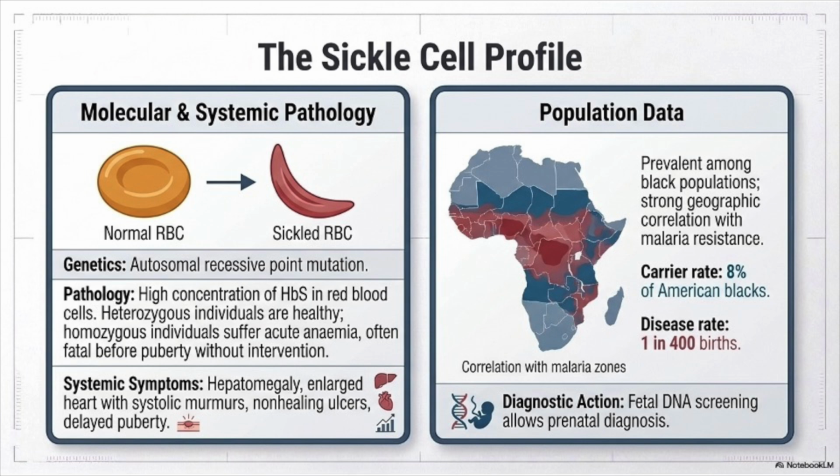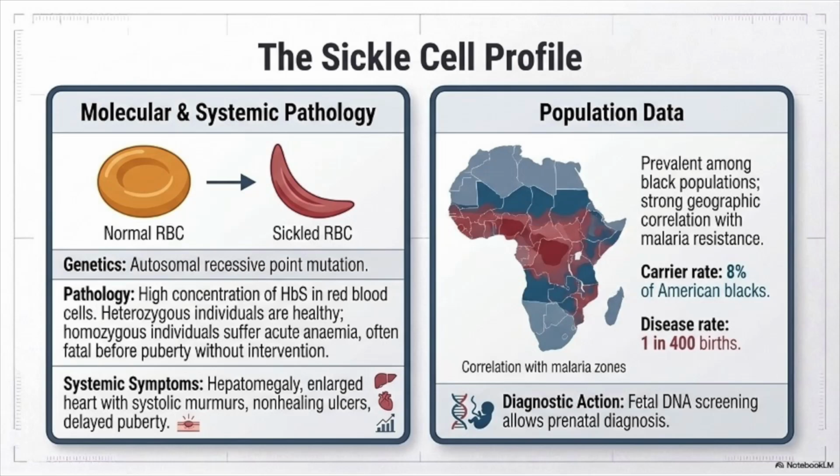At the molecular level, a normal red blood cell becomes sickled due to a high concentration of hemoglobin S. This is an autosomal recessive point mutation. Heterozygous individuals remain healthy, but homozygous individuals suffer acute anemia, often fatal before puberty without treatment. Symptoms include enlarged liver, an enlarged heart with systolic murmurs, non healing ulcers, and delayed puberty.